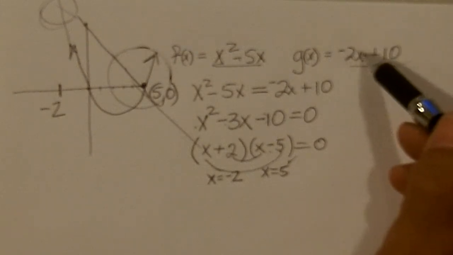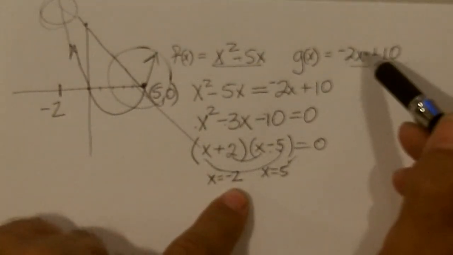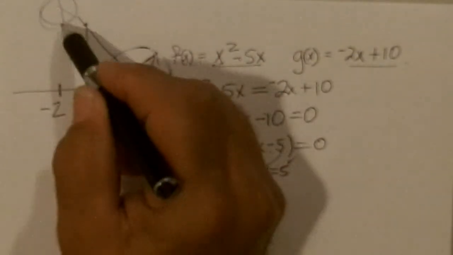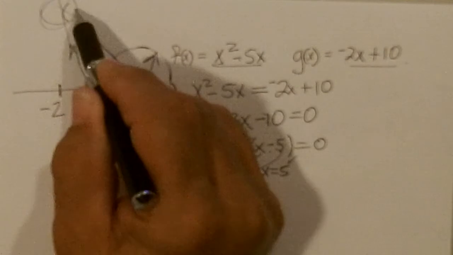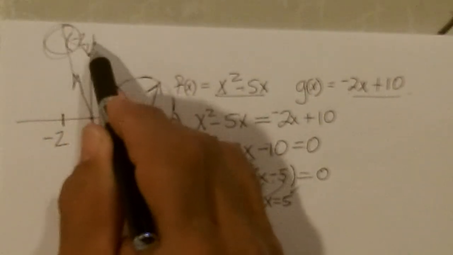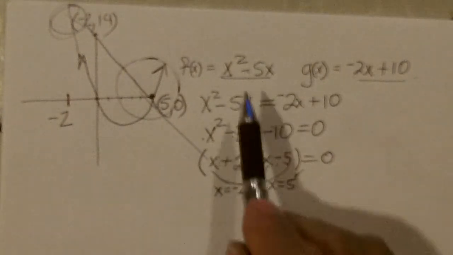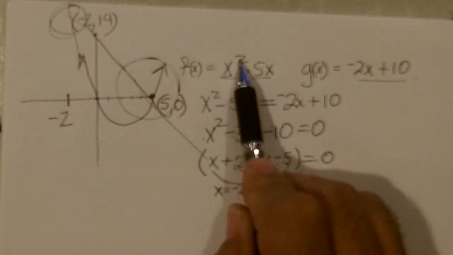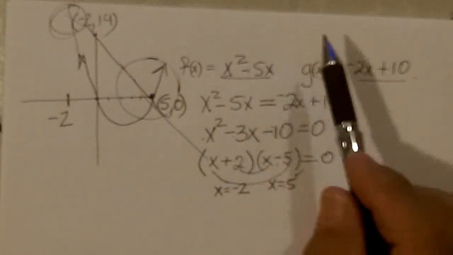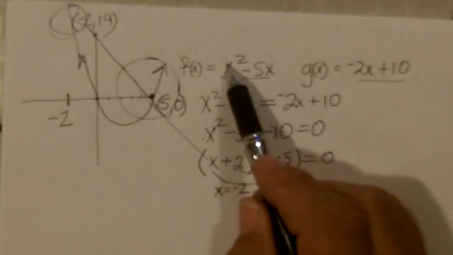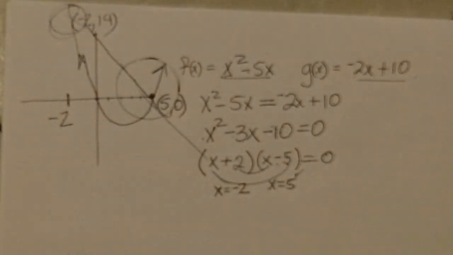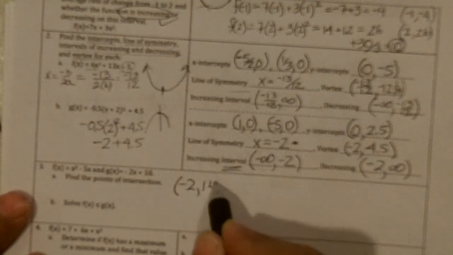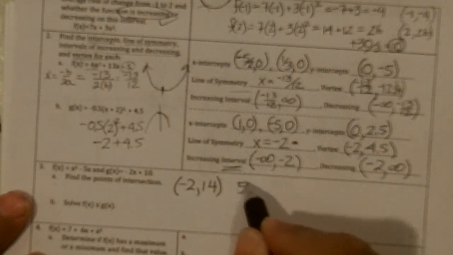Now let's do the negative 2. So negative 2 times x of negative 2, that would be plus 4 plus 10. That would be 14. So it looks like this point is negative 2, 14. Let's check by putting negative 2 into the other one. Negative 2 squared is plus 4. Negative 5 times negative 2 is plus 10. So 4 plus 10 is 14. So now I'm ready to answer this question. The points of intersection are negative 2, 14, and 5, 0.